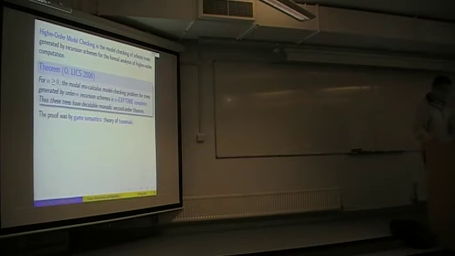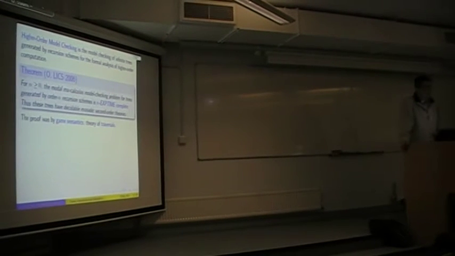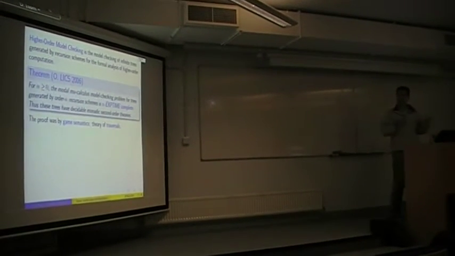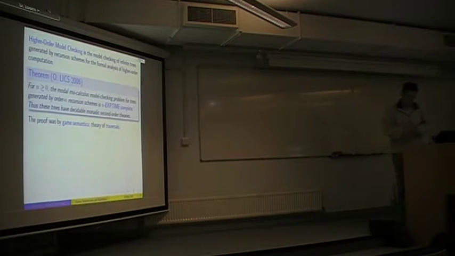Higher order recursion schemes are really just simply typed lambda calculus augmented with full recursion and generated from uninterpreted first order symbols. It is known that for every n, the modal mu-calculus model checking problem for infinite trees generated by order n recursion schemes is decidable, and the complexity is horrendous. It is n-EXPTIME complete. n is the order, the type theoretic order of the recursion scheme. That's a tower of exponentials of depth n. So it follows that these trees have decidable monadic second order theories. And the proof was by game semantics.